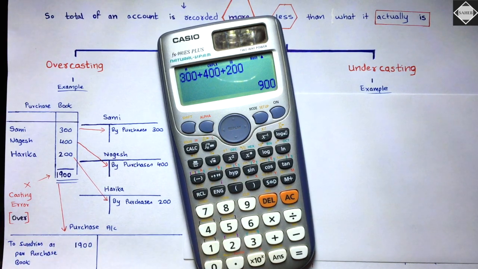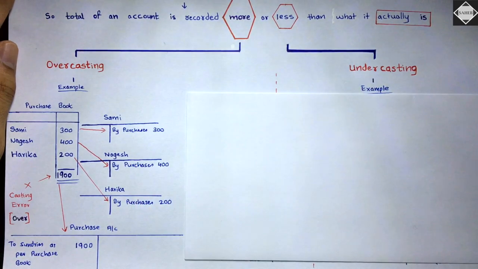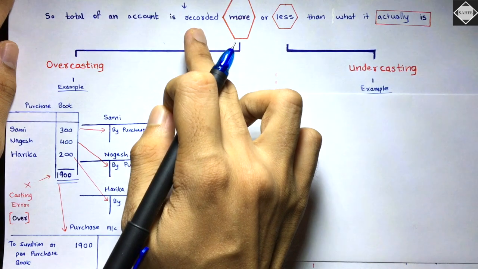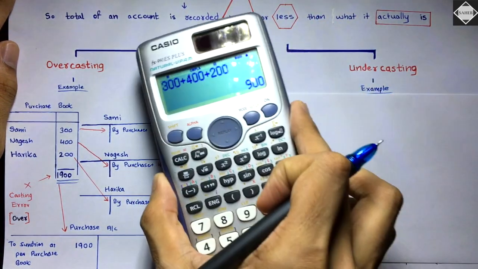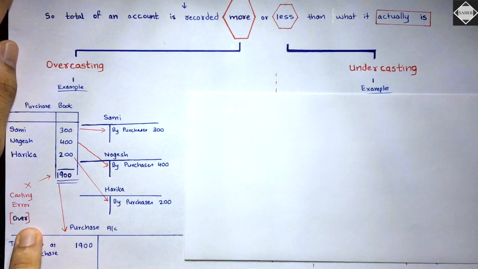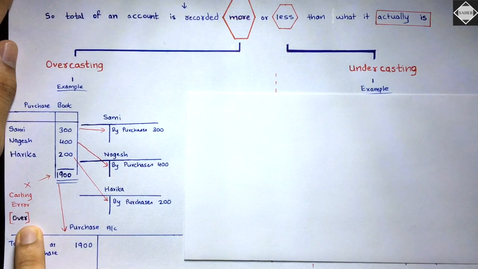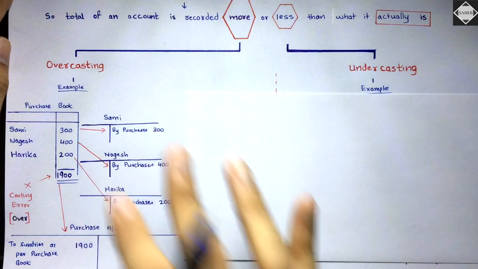Which type of mistake is that? That's a casting error. Which casting error? Is it overcasting or undercasting? What is the meaning of overcasting? Read properly: the account is recorded more than what it actually is. It's actually 900. You recorded 1900. So this is called overcasting. Is that clear? Yes. Now what will be the effect of this error, of your mistake, in the ledger accounts?